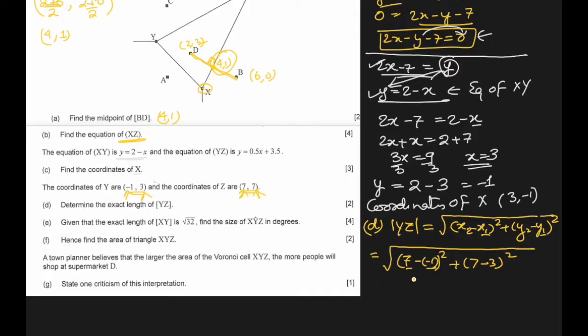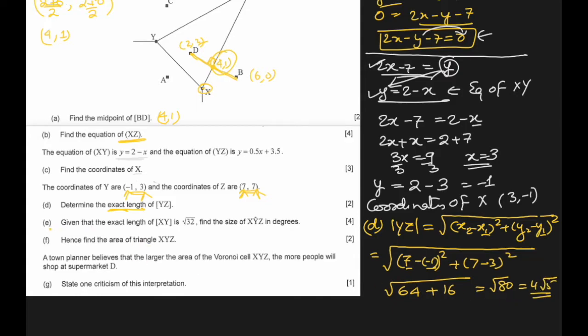7 plus 1 is 8, so 64 plus 7 minus 3 is 4, 16, square root 80, or 4 square root 5 units. They're saying exact length. That's why I wrote 4 square root 5 is the exact length.